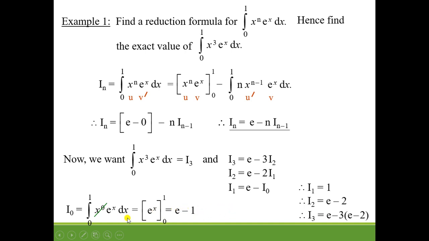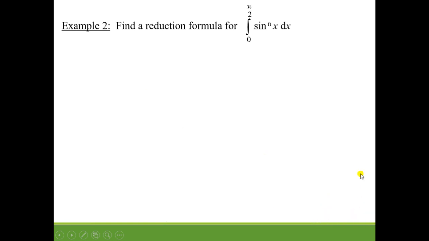So what is the value of I0? It is e minus 1. Substitute the value here, we will get I1, I2 and I3. Just substitute the value of I0 and then I1, I2 and I3 here. You will get the final answer of this I3.